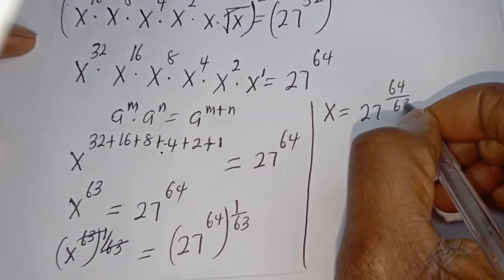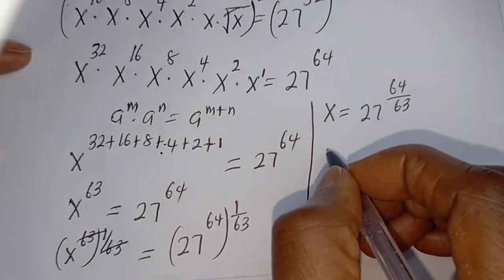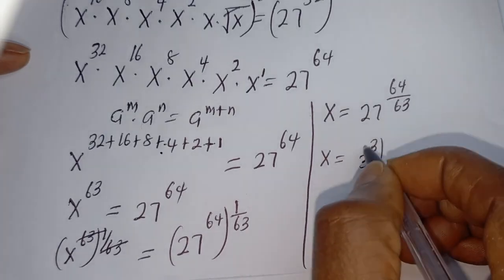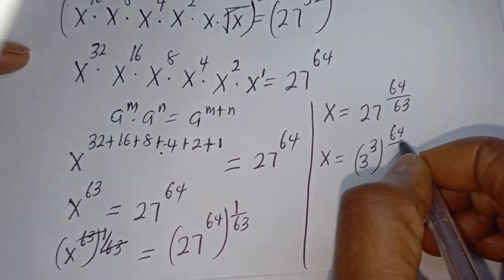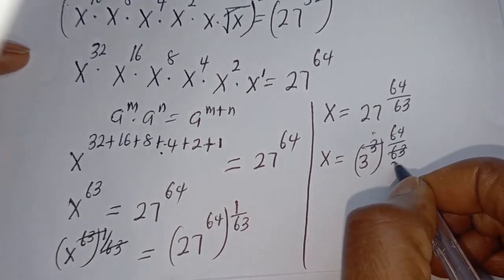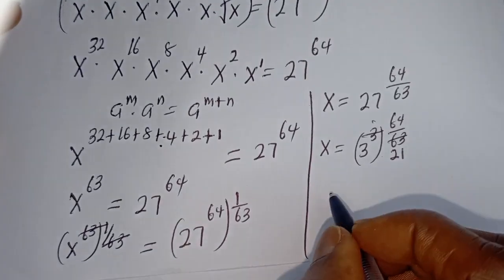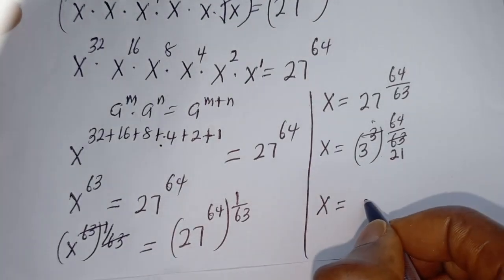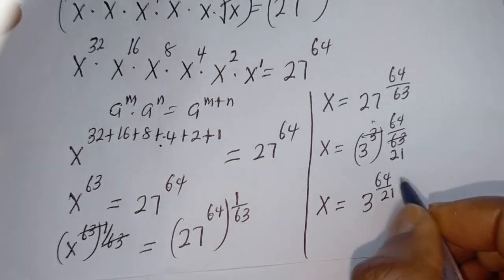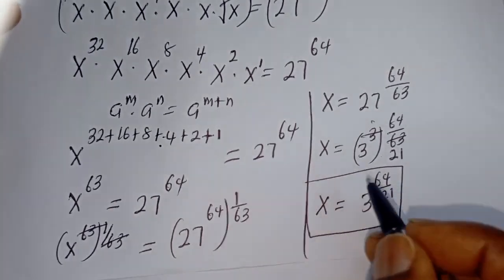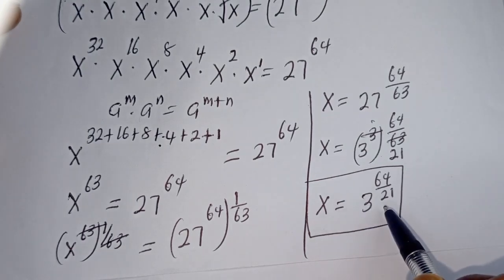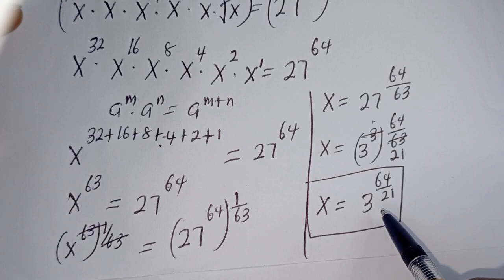64 over 63. But 27 can be written as 3 cubed, so we have s is equal to 3 to the power of 3 to the power of 64 over 63. 3 here is 1, 3 here is 21. Then s is equal to 3 to the power of 64 over 21. And this is the final answer. You can see that the value we got from the first method and this second method are the same.